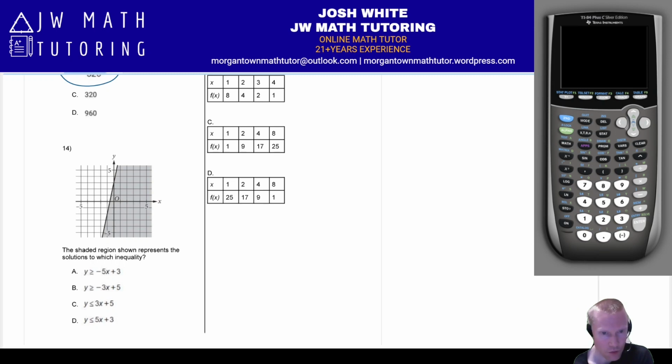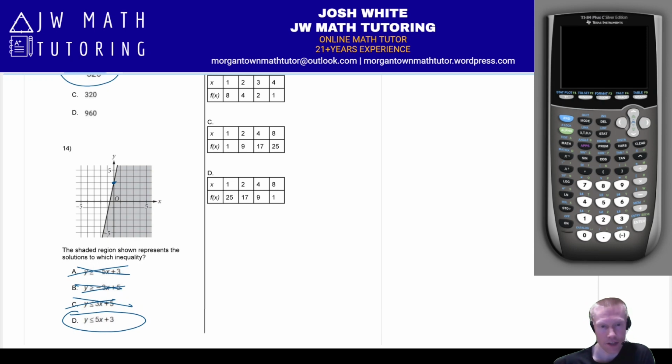The easiest way is to notice that, first of all, for this linear inequality, the actual line part of it has a y-intercept of 3. So that means we could eliminate this, and we could eliminate this, and the slope is positive. So therefore, by process of elimination, it's going to be D, because B has a negative slope.